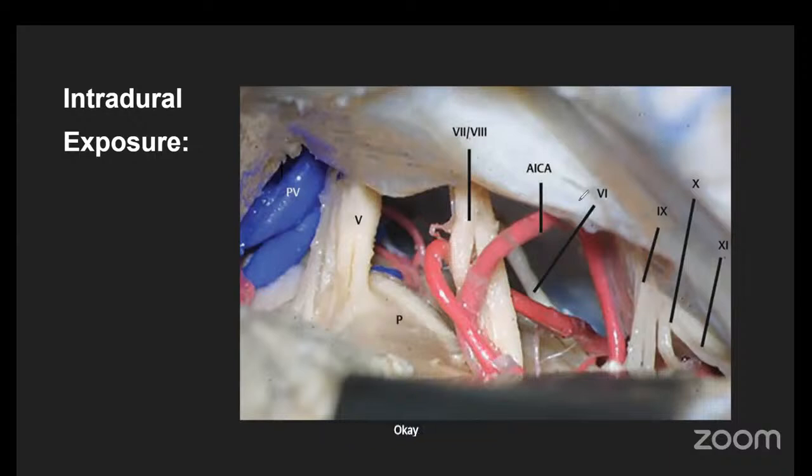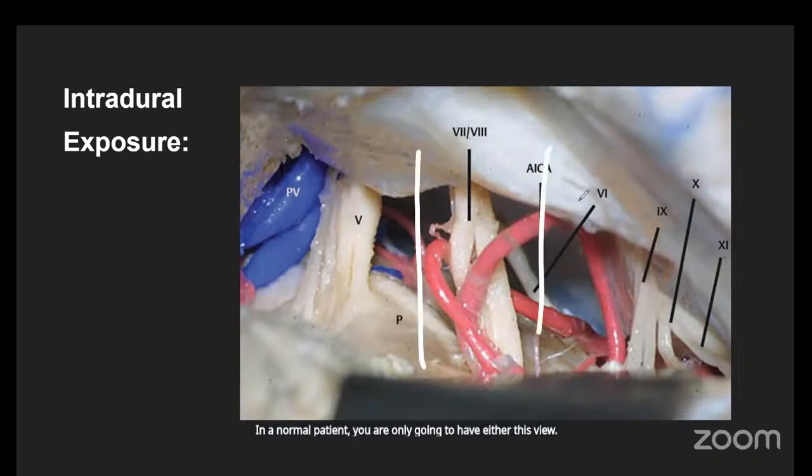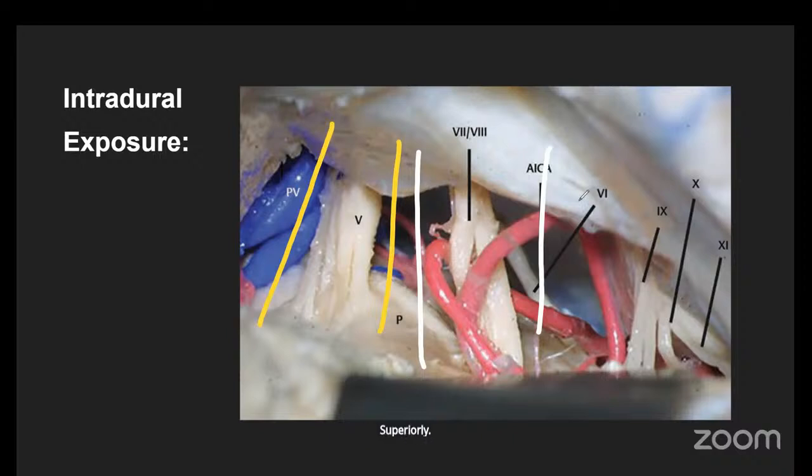Okay, so once we open this up, how do I know this is undue exposure? In a normal patient, you are only going to have either this view, or this view if you are going superiorly, or this view if you have unfortunately exposed way more than you should have. If you're doing it for the vestibular schwannoma, exposing lower cranial nerves unnecessarily is never a good idea. This exposure is going to suffice, this small one.